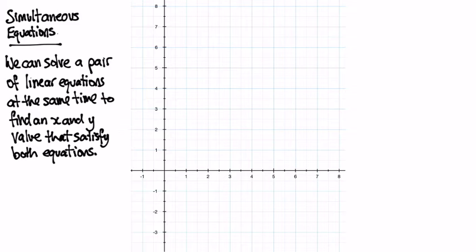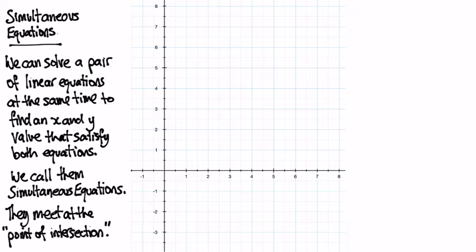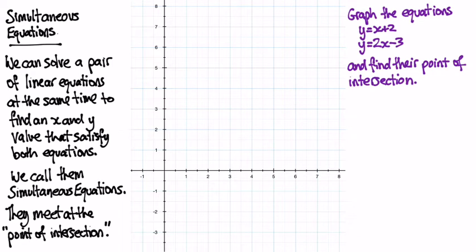We're going to go through an example, but what we mean is one value for x and one value for y that works for both equations. We call them simultaneous equations, and they meet at a point of intersection.